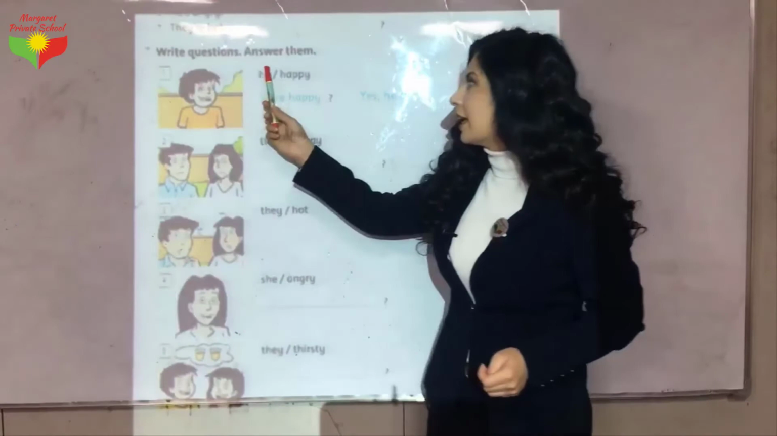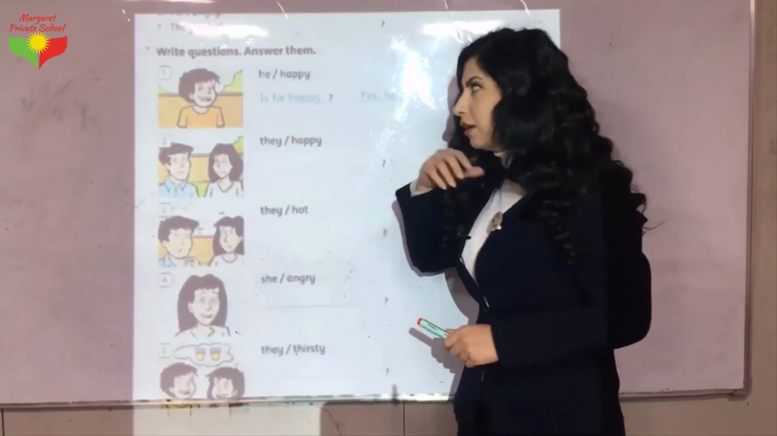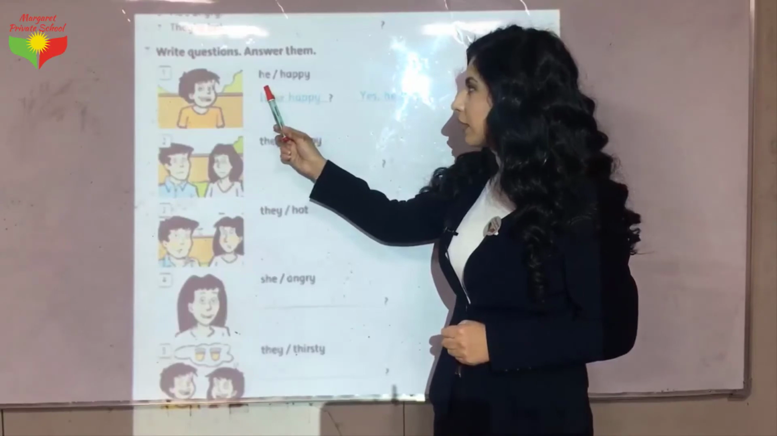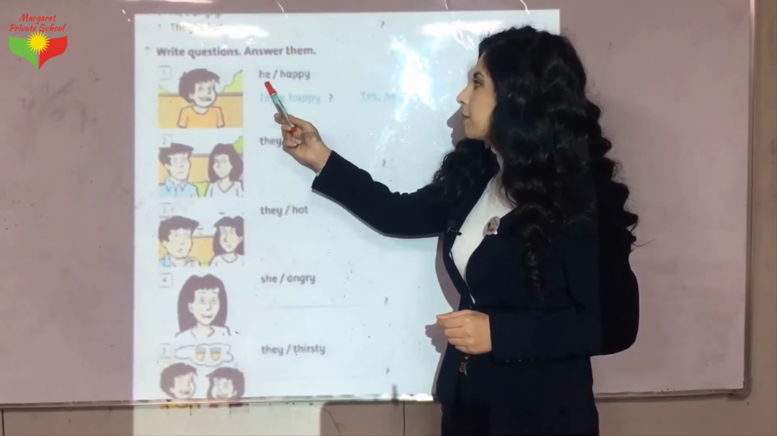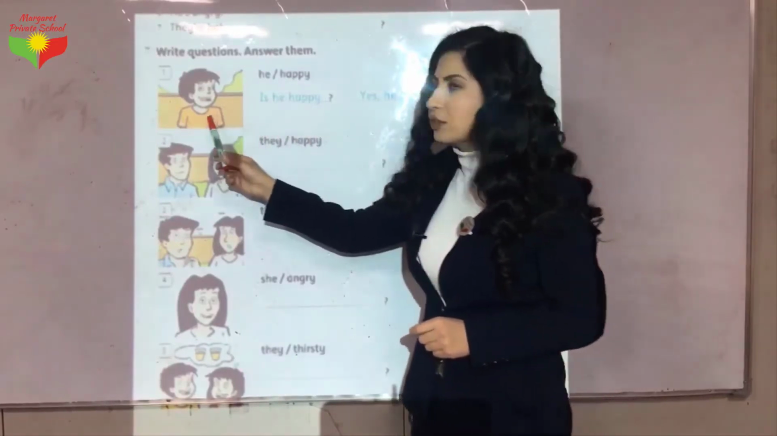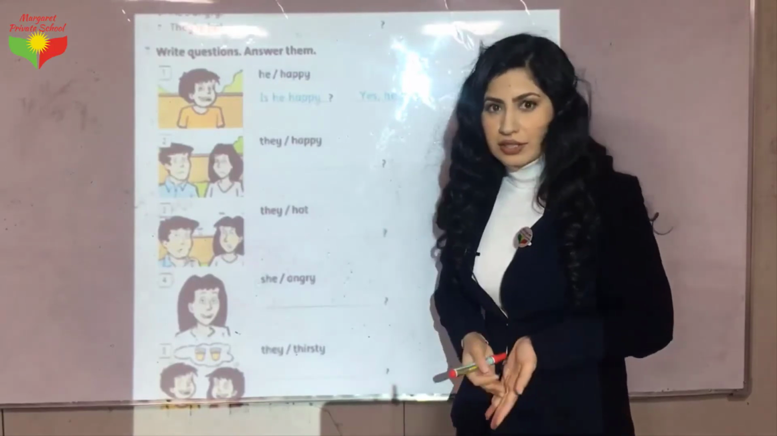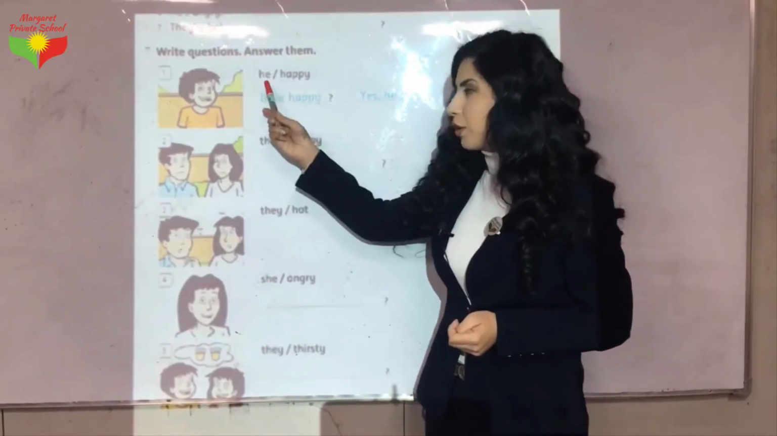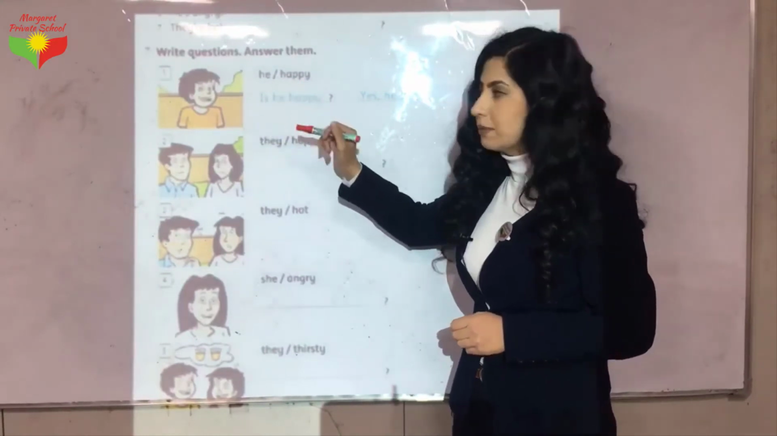Write questions, answer them. Okay, look at here. We have a picture and we have a subject pronoun with an adjective. We have to use these words to ask questions, and we have to answer according to the picture. When we want to ask a question, we need a verb be and a subject pronoun and an adjective.